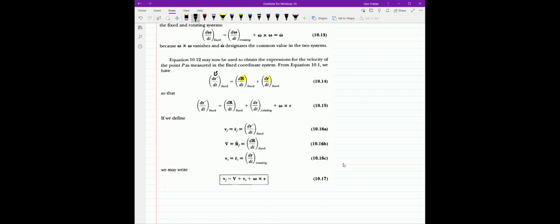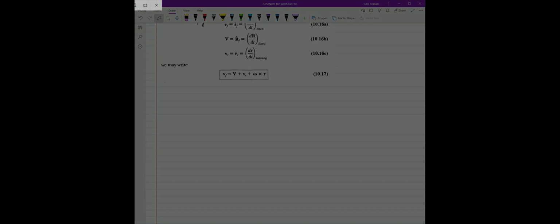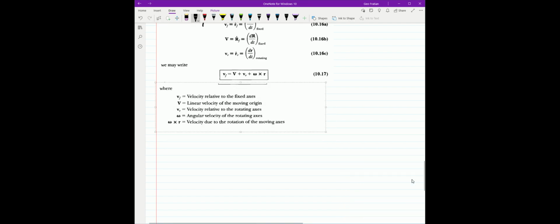As just dr dt, so it's this right here, and then we have capital V, which is just the relationship between the two coordinate systems, and then V r is our rotating frame, and then if we plug that into our equation here, we get V fixed is equal to big V plus V rotating plus omega cross r, just from our equation 10.12. And I guess here are their definitions of it, which I think I kind of already said. Relative to the fixed axis, linear velocity of the moving origin, which is just, remember, if we have two coordinate systems, I'll draw in 2 dimensions like that, it's just the vector that relates the two.